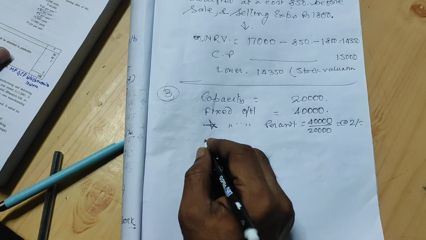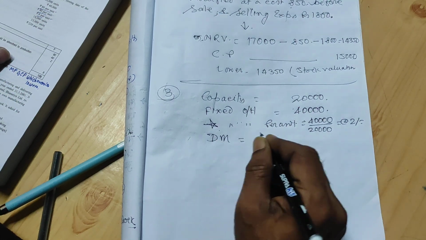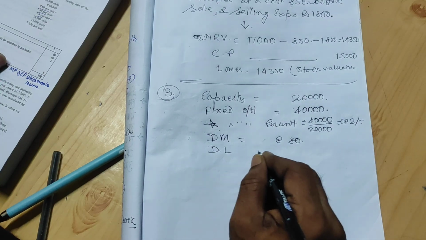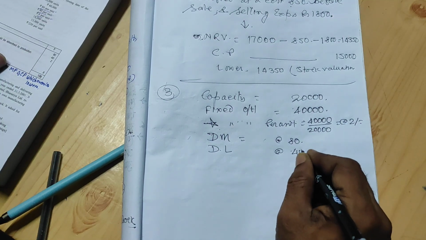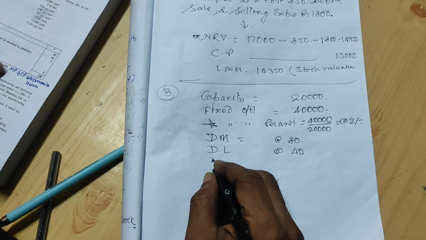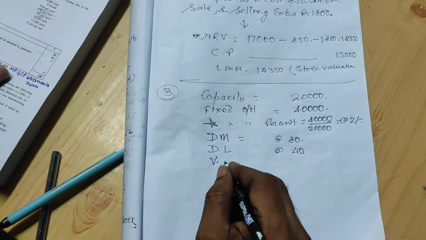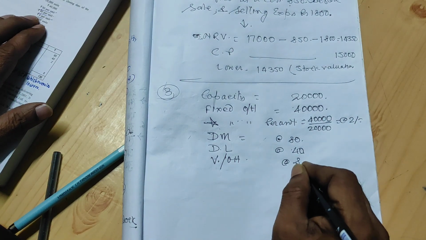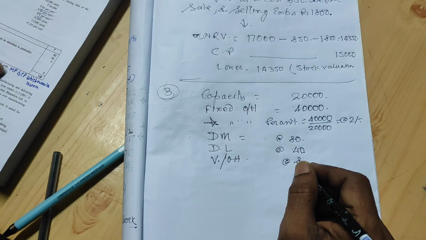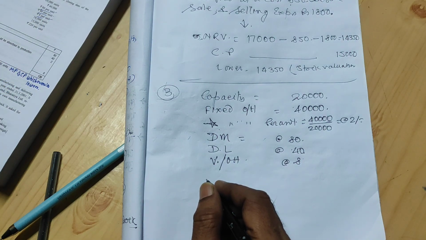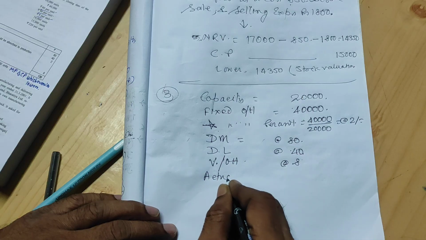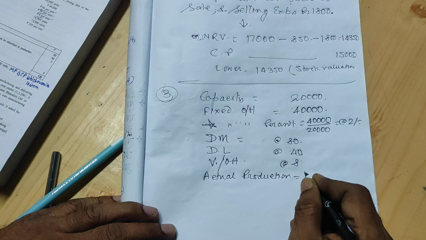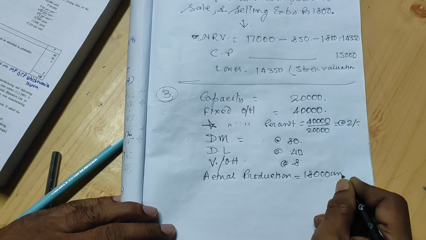After this, what came? Direct material at the rate of rupees 80. Then direct labor at the rate of rupees 40. Variable overhead at the rate of 8 rupees per unit. After this, actual production. Your actual production is 18,000 units.